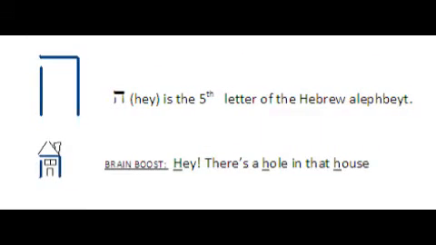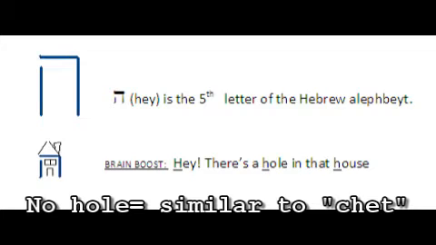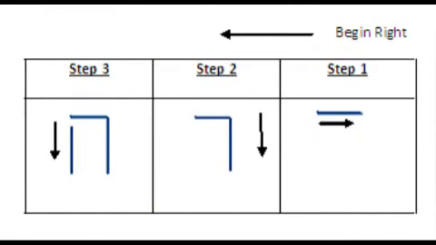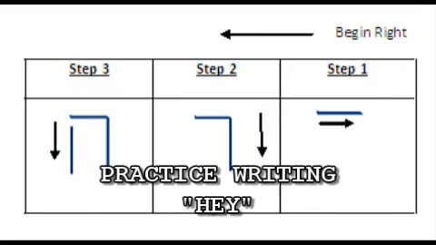Hey. Hey is the 5th letter, and for hey it's pretty easy to remember. This one says hey, there's a hole in the house. You see the H sound there, and it's also important that you make sure you leave that gap or that hole, because if you don't, it will resemble another letter, chet. So when you write hey, keep that hole in the house. Hey has 3 steps, as you see there. You can go ahead and practice writing hey.